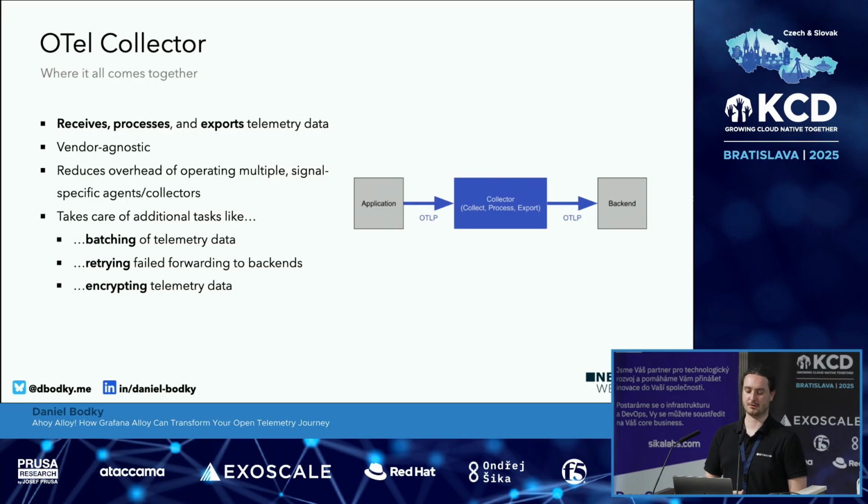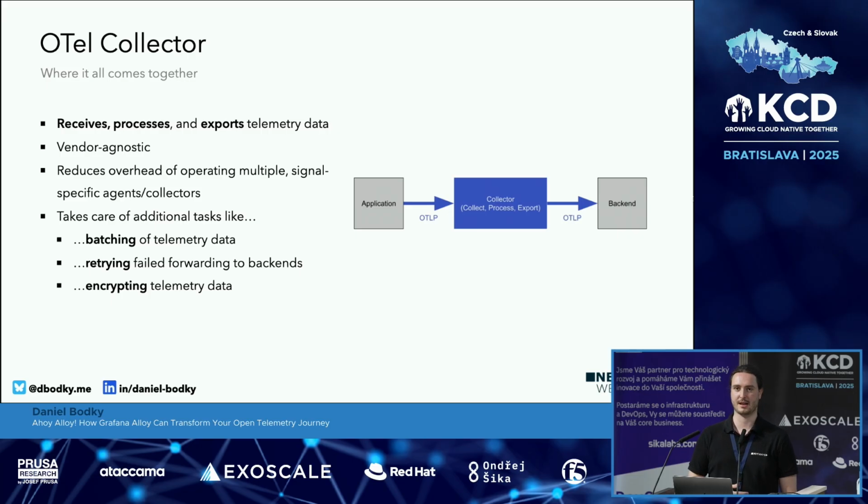The OTel Collector is a great way to reduce overhead of operating multiple signal-specific agents or collectors. So instead of scraping metrics, then passing metrics on through an agent to a storage and doing the same 2 or 3 more times for traces and logs, you can just plug the OTel Collector in the middle. It is able to deal with all those signal types and pass it on to the respective backends. How it does that, we will see in the demo.